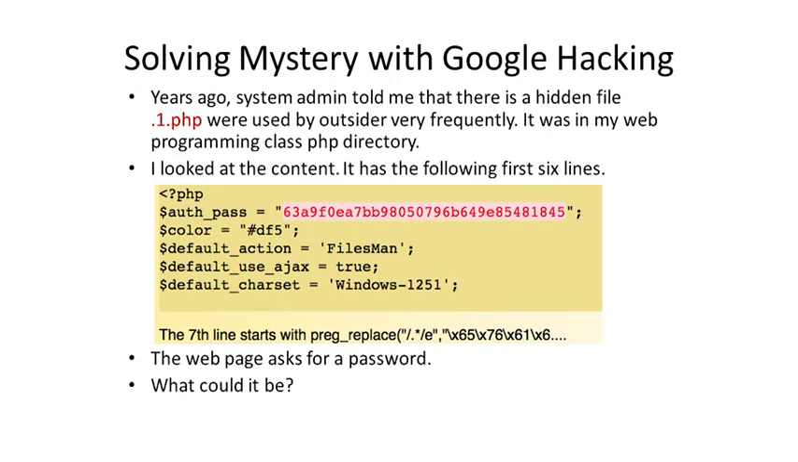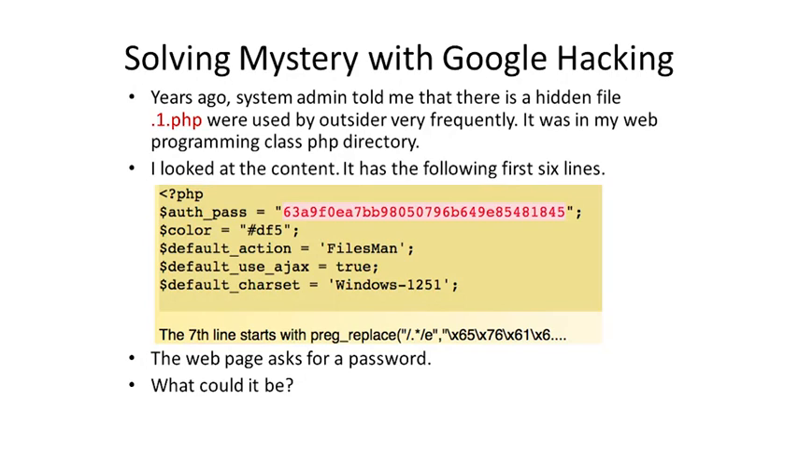It was in my web programming class PHP directory. I looked at it and found the content was very strange. The file has 7 lines and 23,343 characters. The first 6 lines are readable and contain what is shown here. After the question mark PHP, we know it is a PHP script. The second line, $os_pass, has a very strange character string. I looked at that and said, oh, authentication, AUTH, there must be some sort of password.